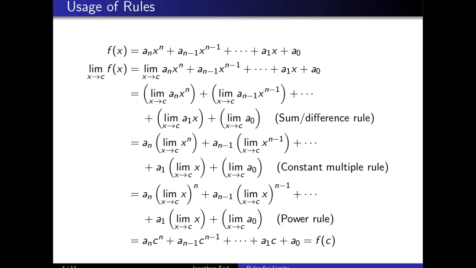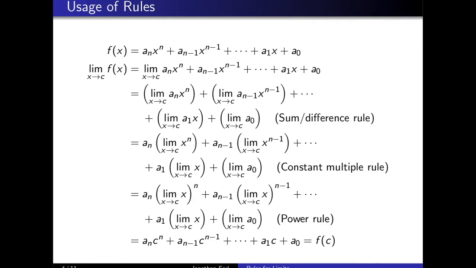Well, the first thing that we can do is apply our sum or difference rule, depending upon whether the a_n's are positive or negative, and we can write this as the limit as x goes to c of a_n times x to the n plus the limit as x goes to c of a_(n-1) x to the n minus 1, and so on.